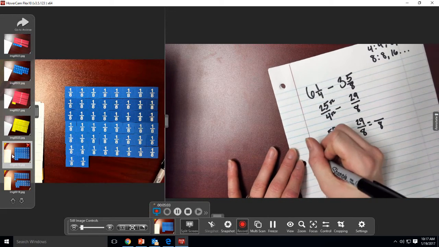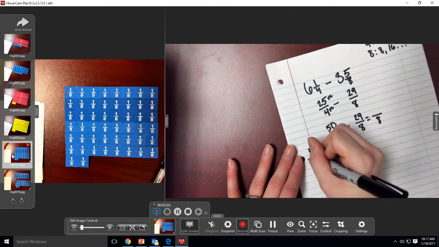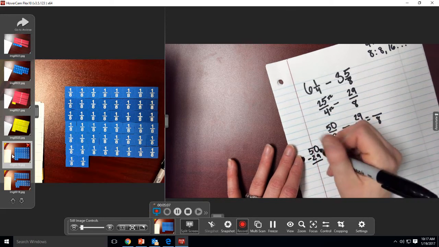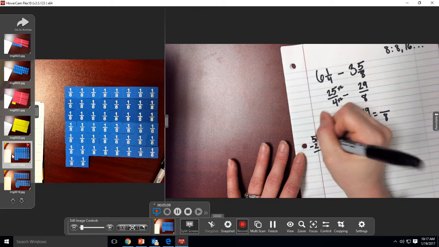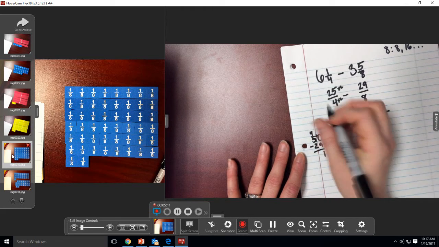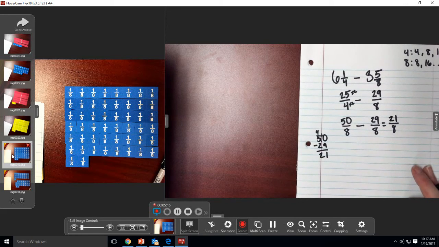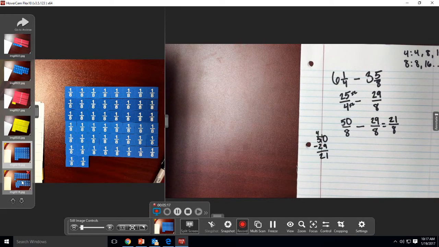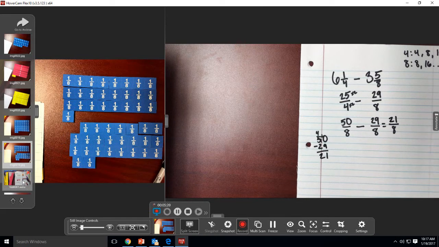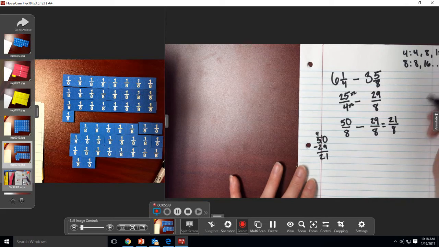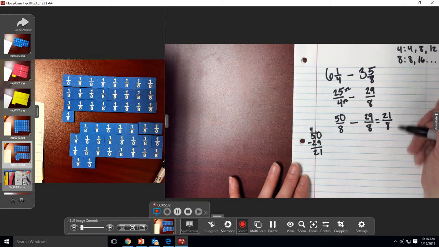And so if you don't trust yourself with your subtraction, I can actually just take 50 minus 29. This becomes 4. That becomes a 10. And it becomes 21 over 8. And you can actually see that here. If I take out my 29 at the top, I'm left with 21 at the top. Can you see that?